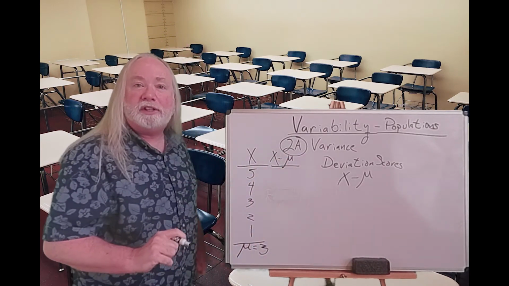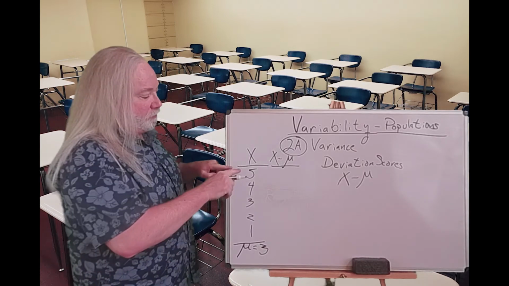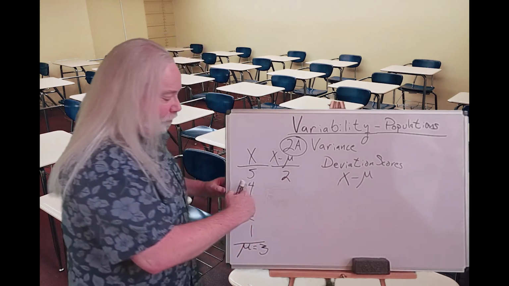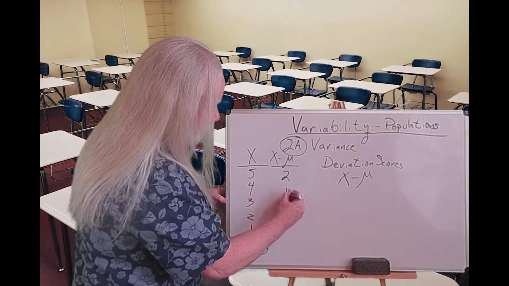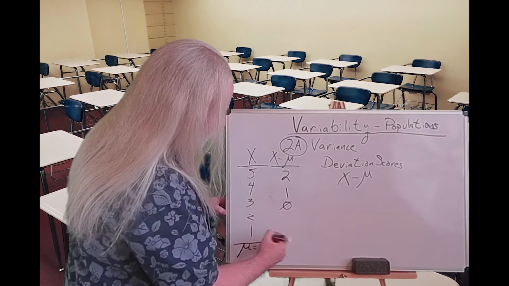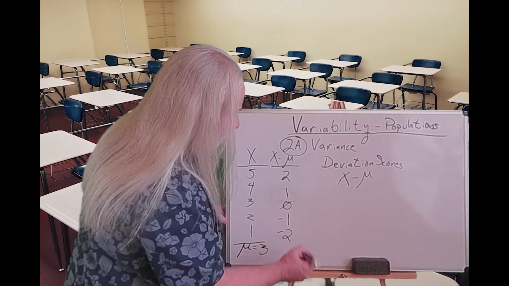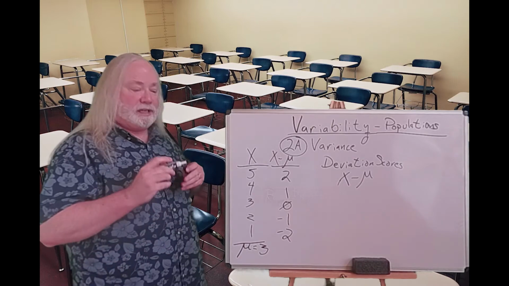So make a column for our deviation scores. So 5 minus 3 is 2. 4 minus 3 is 1. 3 minus 3 is 0. 2 minus 3 is negative 1. 1 minus 3 is negative 2. We now have our deviation scores.